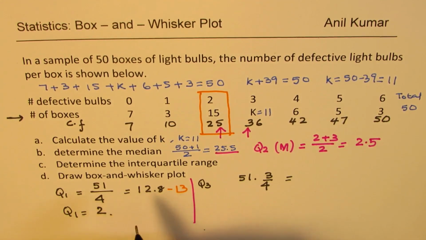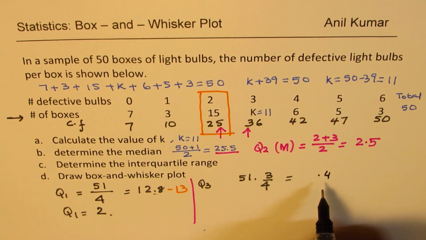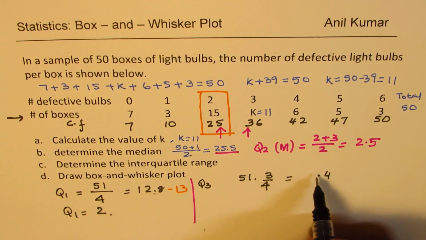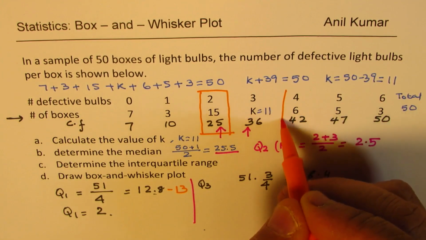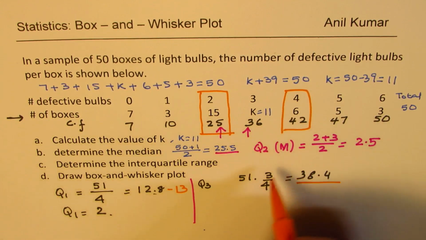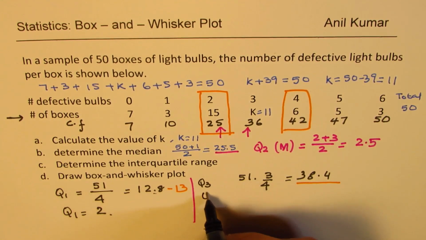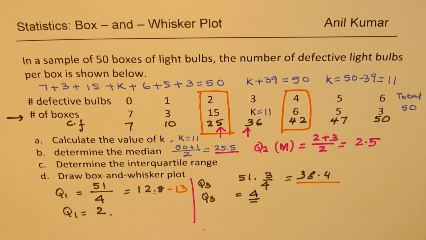Okay. So that gives us 3 times 8 is 24, 3 times 2 is 6 and 2 is 8, and 3 times 1 is 3. So we're looking for a number which is 38.4. So 38.4 will lie in this group. Correct? 38.4 will lie in this group. So Q3 for us is 4. Q3 is 4.